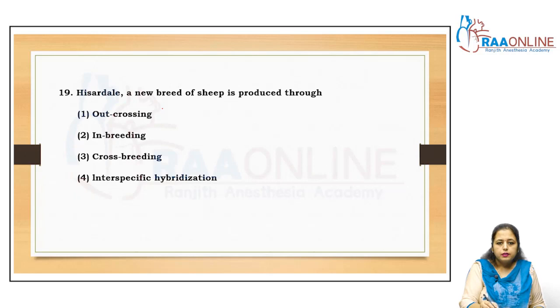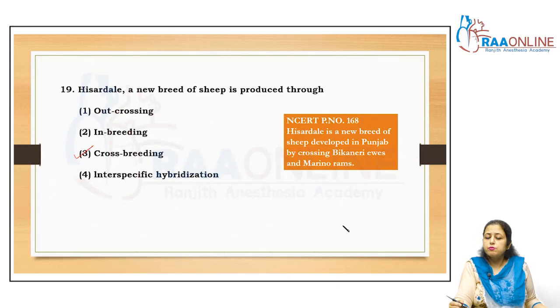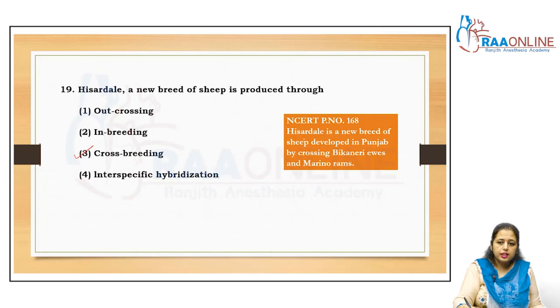Now come to the next. Hisardale, a new breed of sheep, is produced through crossbreeding. But by the crossbreeding of what? Actually, it is given in NCERT page number 168 that Hisardale is a new breed of sheep which is developed in Punjab by crossing Bikaneri ewes and Merino rams. So you have to learn it exactly.